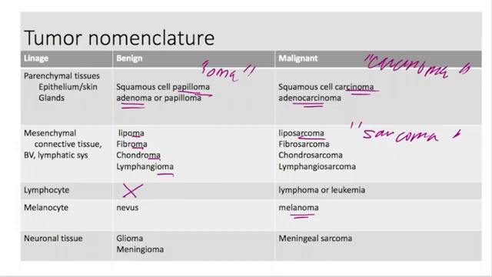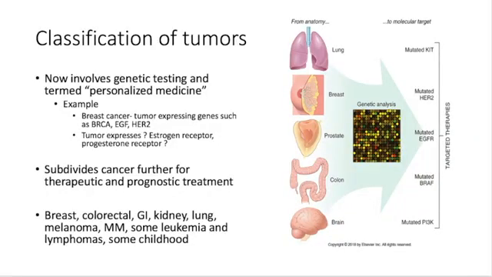Again, you will see some features that make you think it's benign just because of the nomenclature. So meningeal sarcoma, glioblastoma, things like that add to the malignancy of it. So these classifications of these tumors, the other thing that we're looking at now is genetic testing, and that is what's termed personalized medicine.